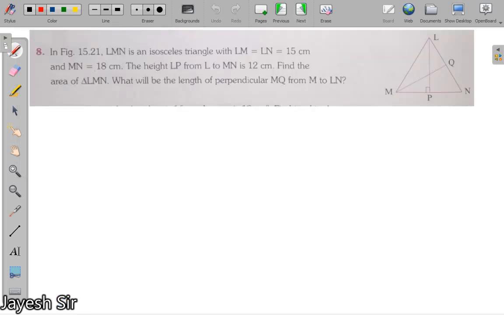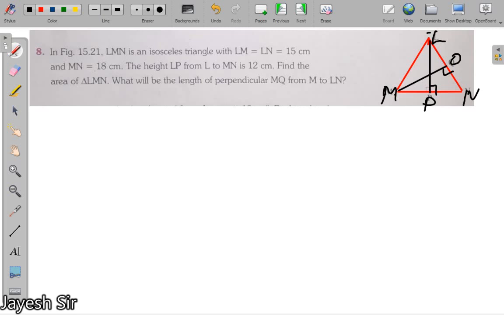Next is question number 8. Question number 8 is of similar kind. You have a triangle, and on this triangle you have two perpendiculars, and according to both the perpendicular you have two bases. So for perpendicular LP, your base is MN, and for perpendicular MO, your base is LN.